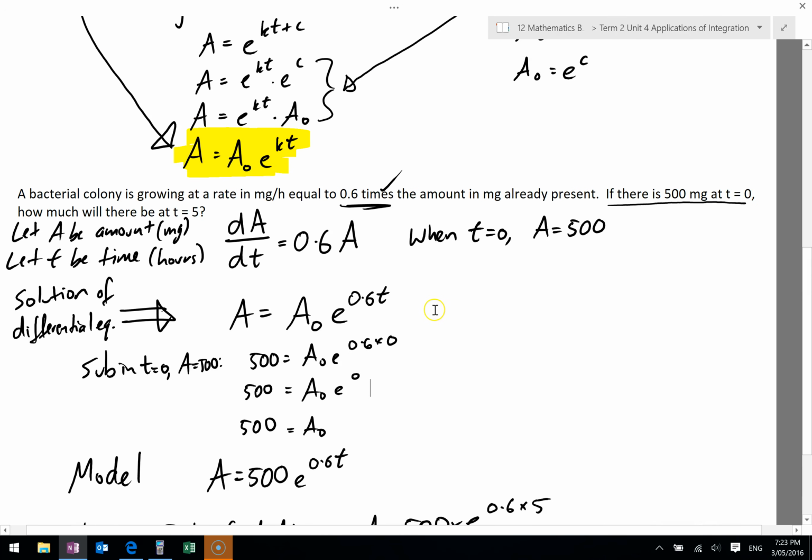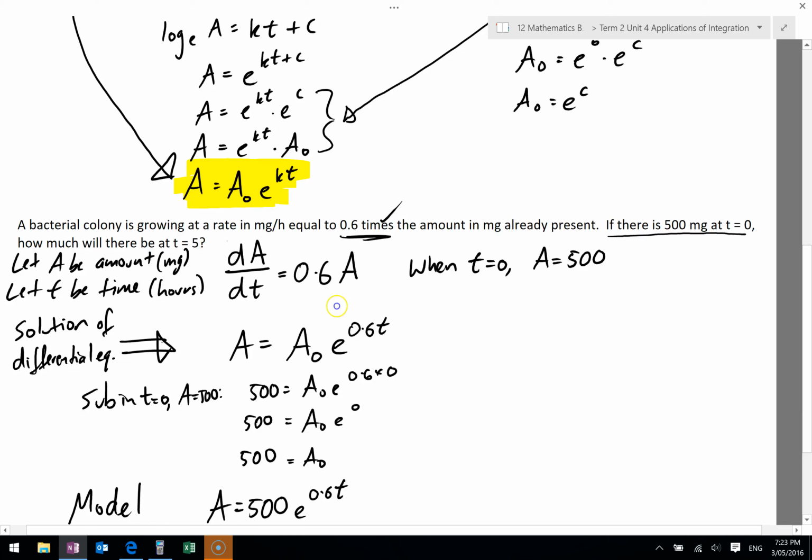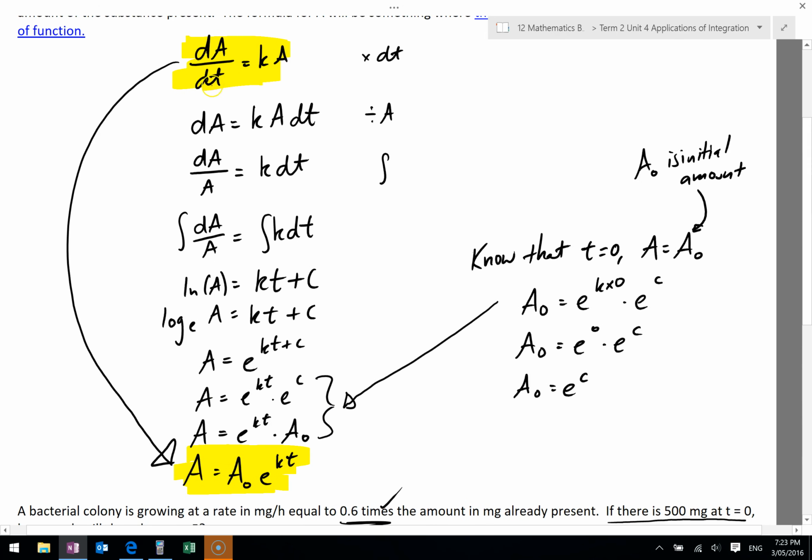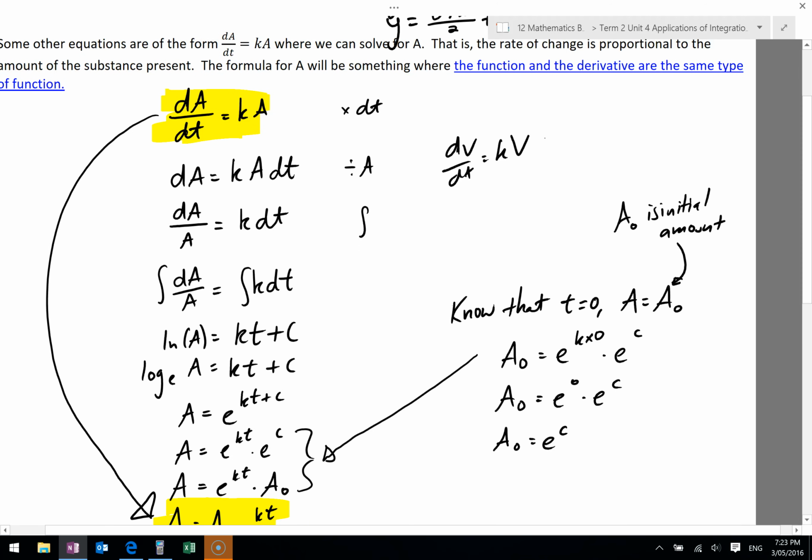Start with something like dA/dt equals some constant times A. Sometimes you might need to make the variables different, like dV/dt equals kV. But we know that this will end up as V equals V naught e to the power kt. Yeah, it'll always be that same type of conversion. So now go and have a go at some of those problems, and good luck.